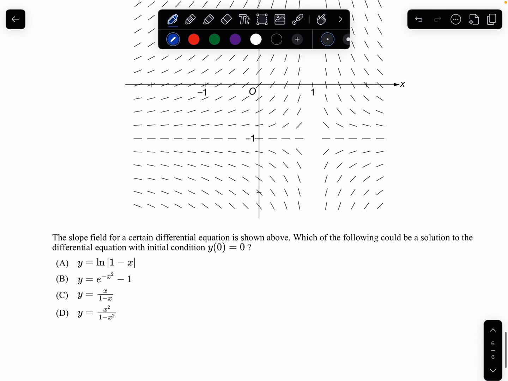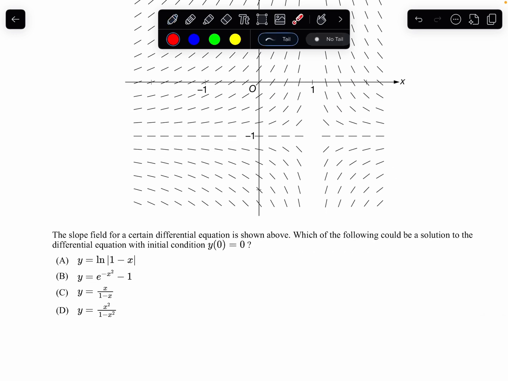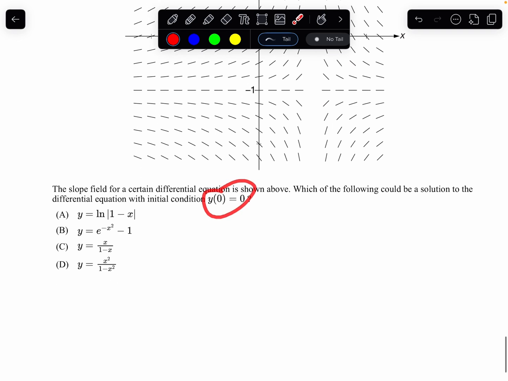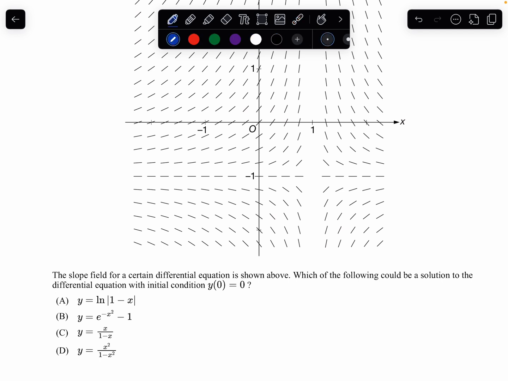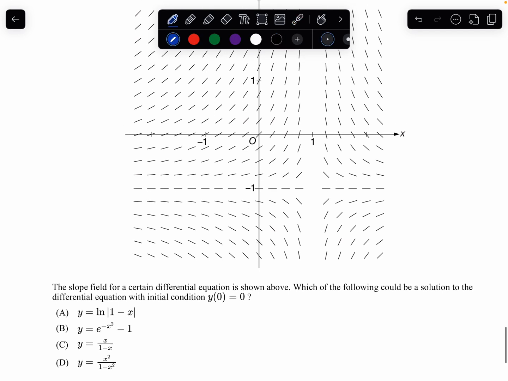And for this last one right here, the slope field for a certain differential equation is shown above. Which of the following could be the solution satisfying this condition? So if I plug in 0 here, natural log of 1 is 0. If I plug in 0 here, that's 1 minus 1. If I plug in 0 here, that's 0. All right, so they all fit, dang it. I really like it when we can eliminate some options. So 0, 0.